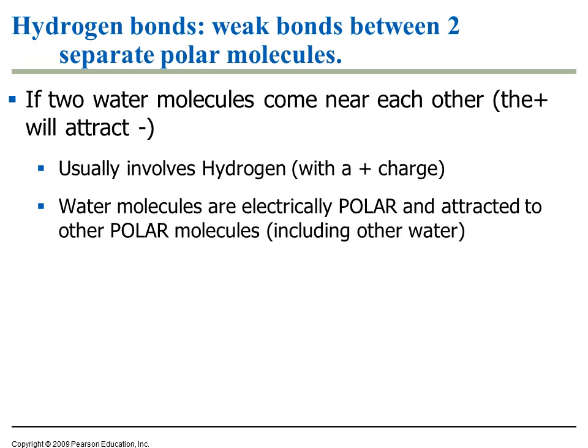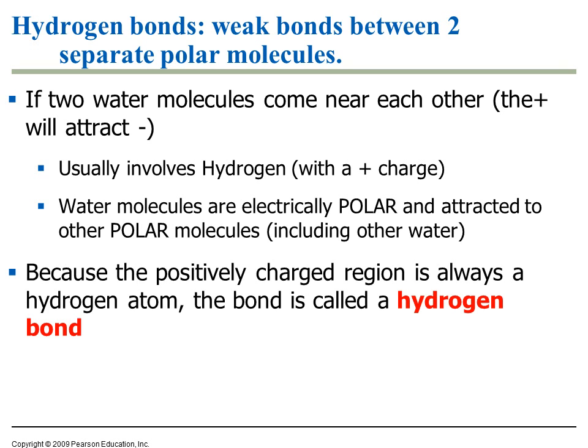Water molecules are electrically polar and attracted to other polar molecules. In other words, it can be attracted to other water molecules. Because the positively charged region is always a hydrogen atom, the bond is called a hydrogen bond. Hopefully this is starting to make sense.